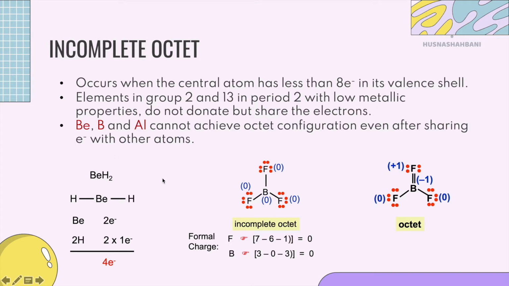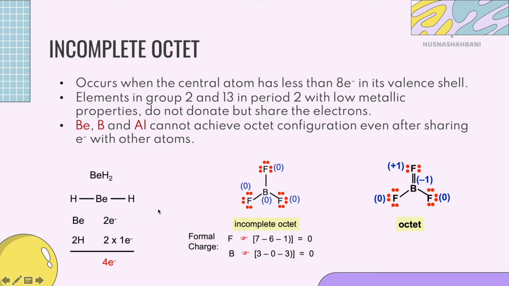Incomplete octet occurs when the central atom has less than 8 electrons in its valence shell. Elements of group 2 and 13 in period 2, with low metallic properties, do not donate but share the electrons. For example, BeH2. This BeH2 has a total valence electron of 4. So these 4 valence electrons are used for bonding electrons.